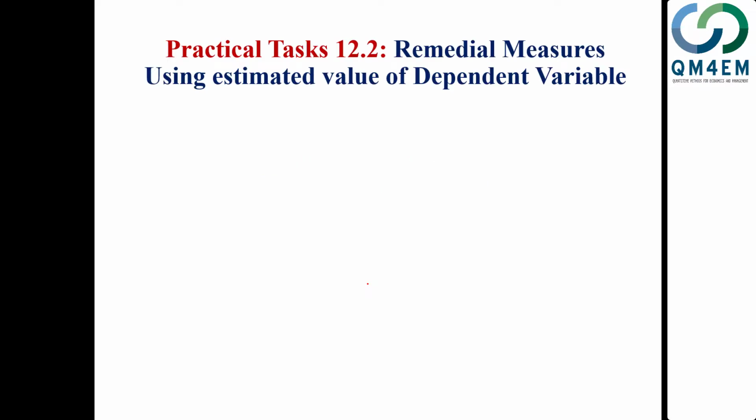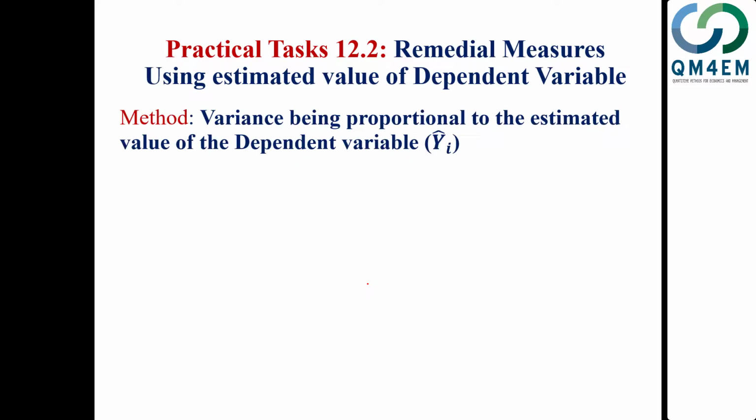So let me start the task 12.2. 12.1 was the estimation of this model. 12.2 is now the remedial measure of the heteroscedasticity. So let me start with the remedial measure using the estimated value of the dependent variable. So that's the first remedial measure.